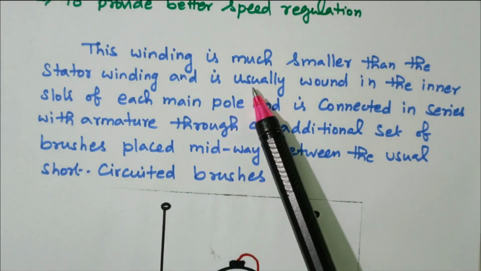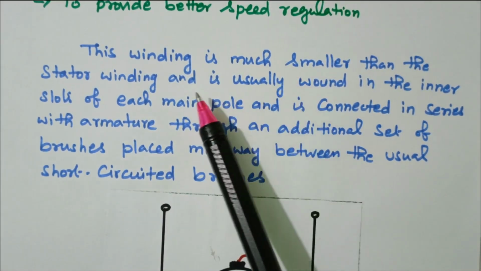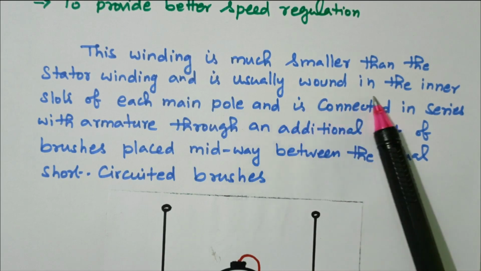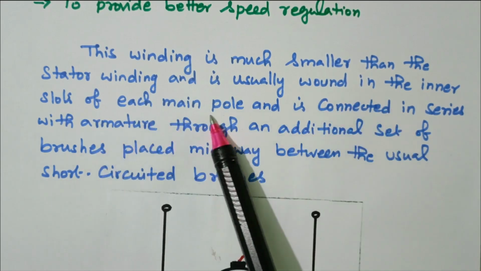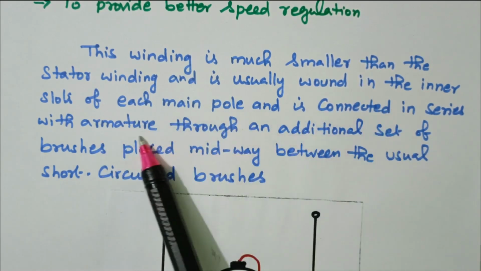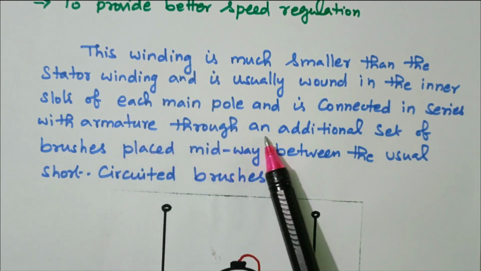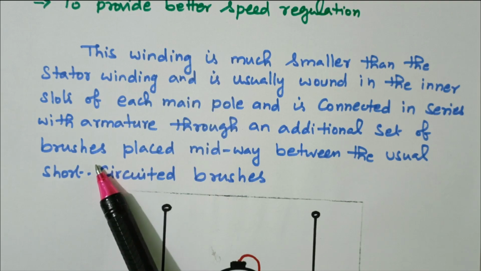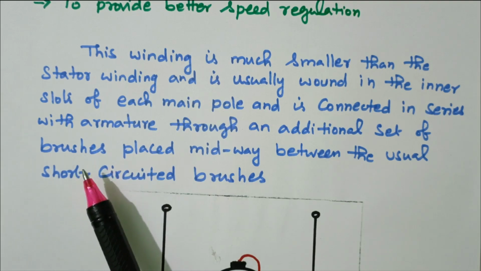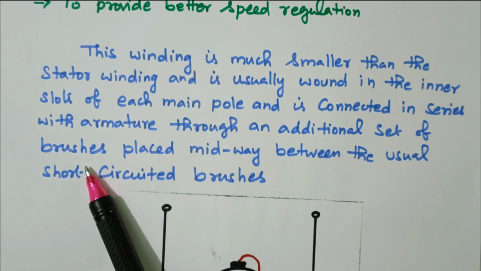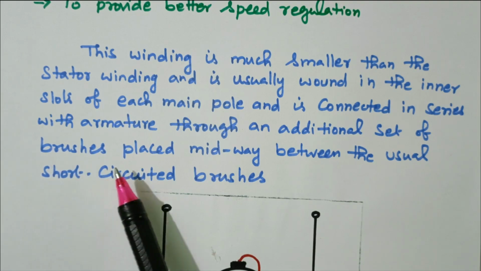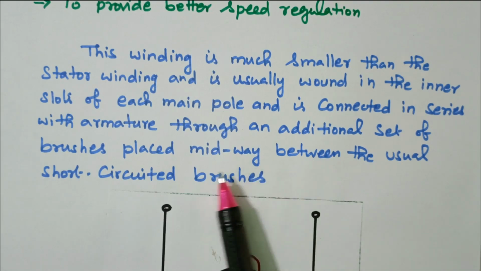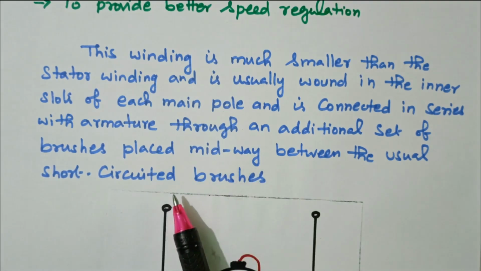This winding is much smaller than the stator winding and is usually wound in the inner slot of the main poles and is connected in series with the armature through an additional set of brushes. So already two sets of brushes are available. In the additional set of brushes, this compensating winding is placed midway between the usual short circuited brushes.